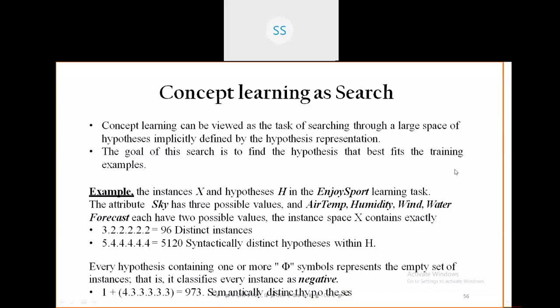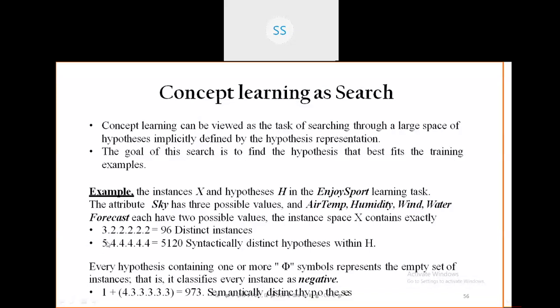Sir, the attributes of the sky has three positive values. Why is it 5? The sky has three attributes, sir. That is air temperature, humidity, wind, water, and forest. So it is 5 values, sir. No. What I am telling is that it is 5. Why is it 5?